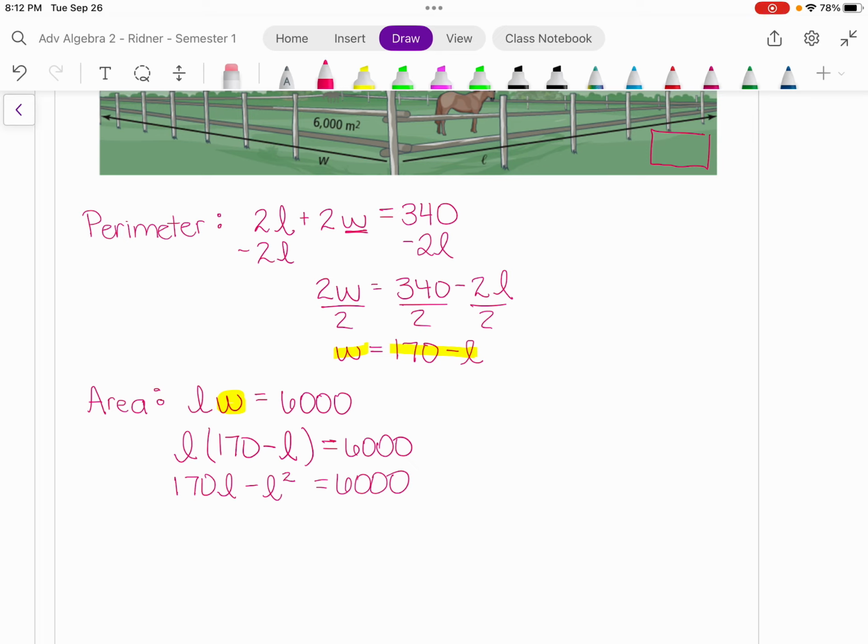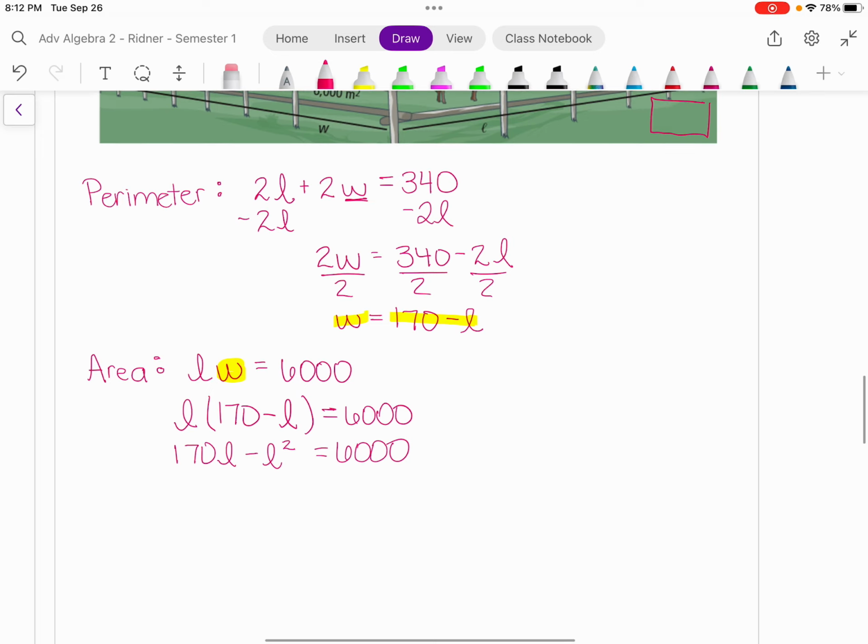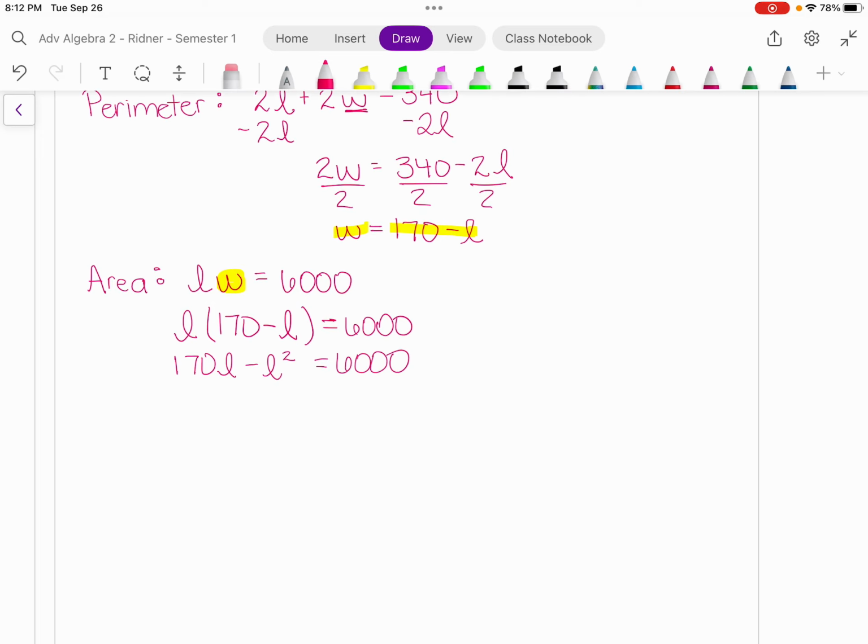Okay. So then I could also think about that if I multiply everything by -1. Why do I want to do that? I want my L to be positive. So positive L squared minus 170L equals -6,000. Now I have an equation where I can complete the square. So remember, completing the square is adding B over 2 quantity squared.